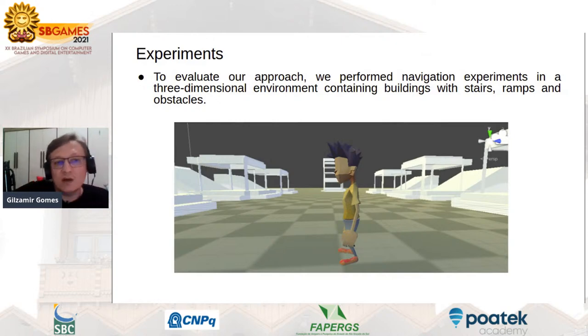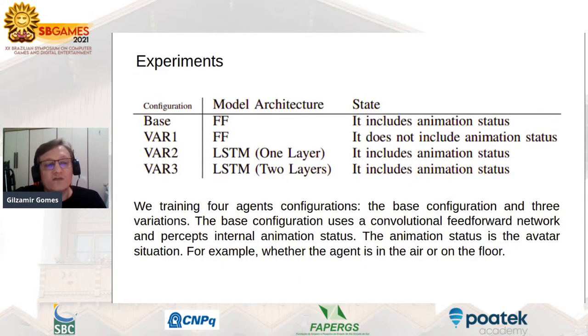To evaluate our approach, we performed navigation experiments in a three-dimensional environment containing buildings with stairs, ramps, and obstacles. We trained four agent configurations, the base configuration and three variations. The base configuration uses a convolutional feed-forward network and perceives internal animation status. The animation status is the avatar situation, for example, whether the agent is in the air or on the floor.